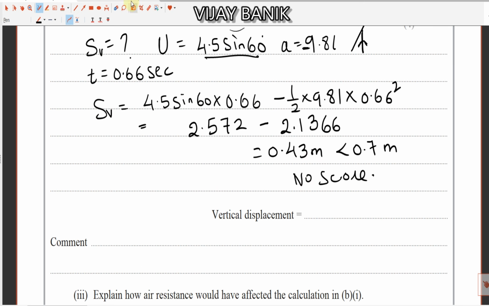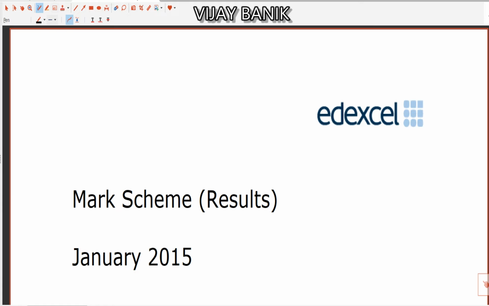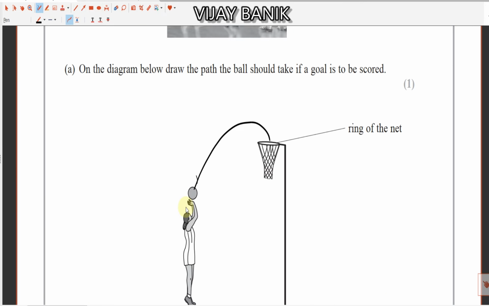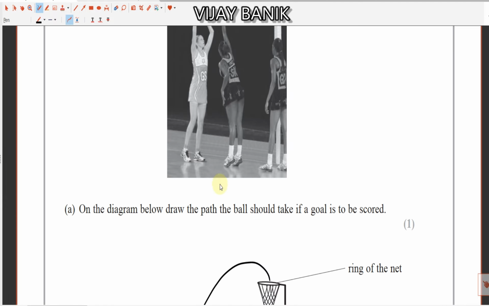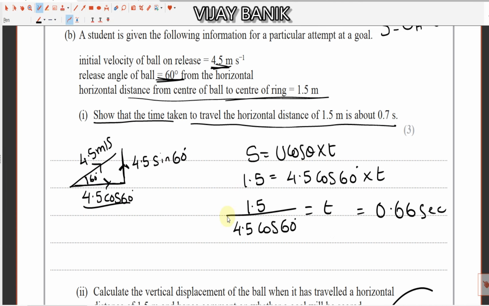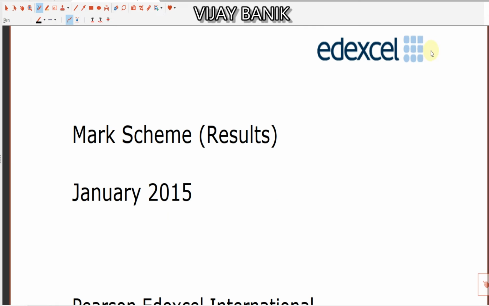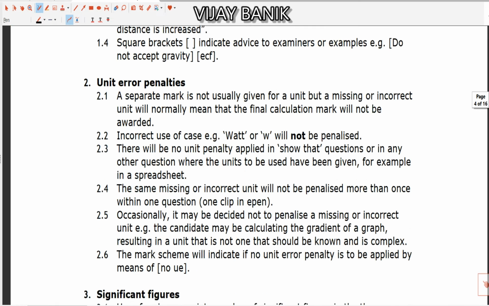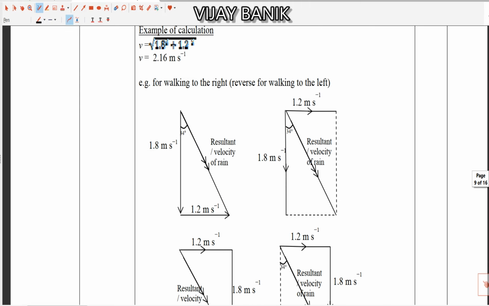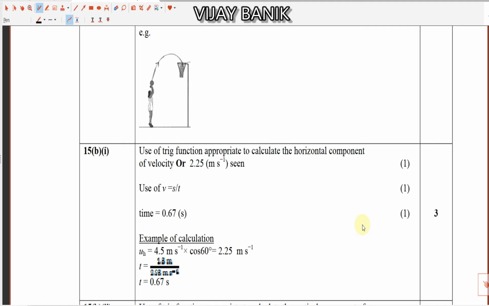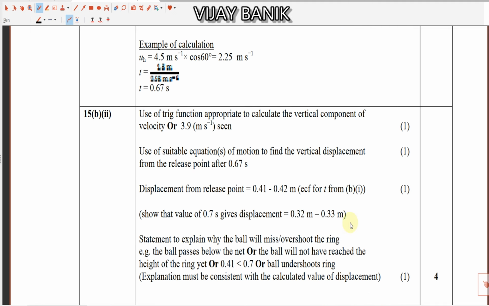Let us see the mark scheme, whether it has scored or not. What is the question number? Question number is around 15 only. Okay, let's see what the mark scheme says. Question number 15 it is. 12, 13, 14, 15. Yeah, okay, correct trajectory. 0.67. Okay, I got 0.66, whatever. So it should be around 0.41 to 0.42 meter.